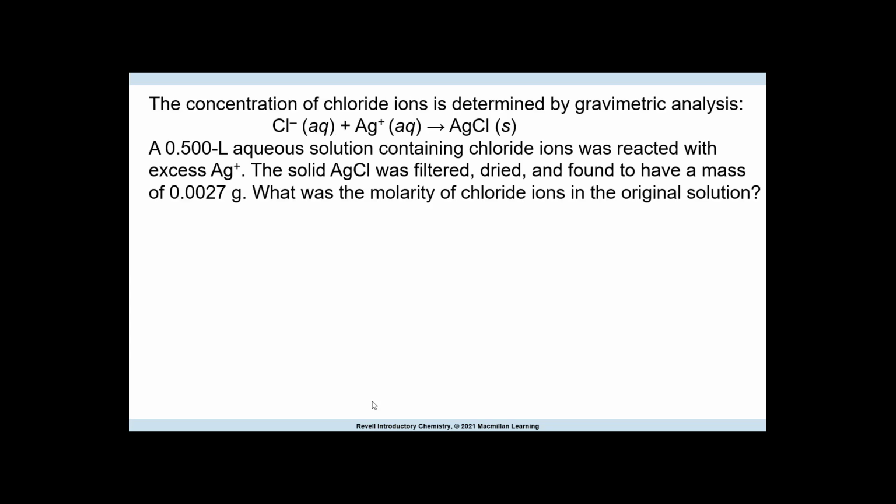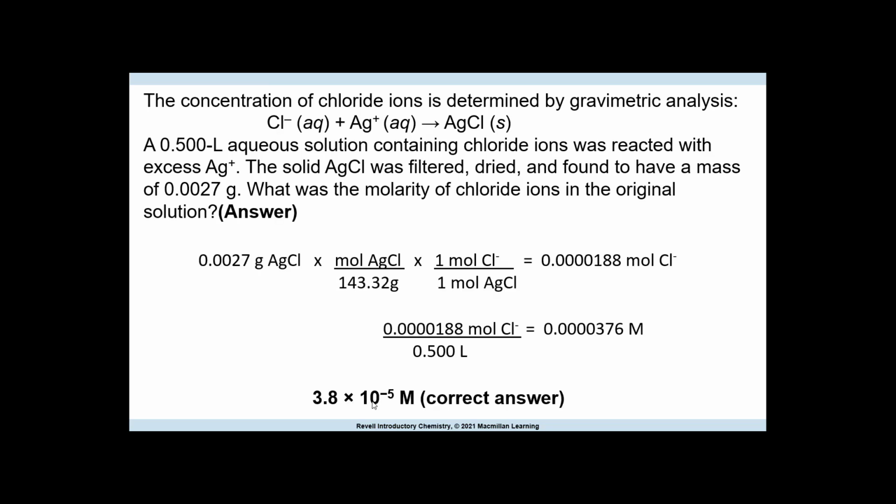The concentration of chloride ions is determined by gravimetric analysis. A 0.500 liter solution containing chloride ions was reacted with an excess of silver. The solid silver chloride was filtered, dried, and found to have a mass of 0.0027. What is the molarity of the chloride ions in the solution?